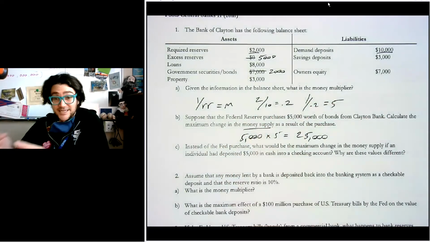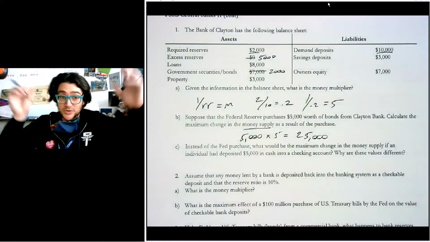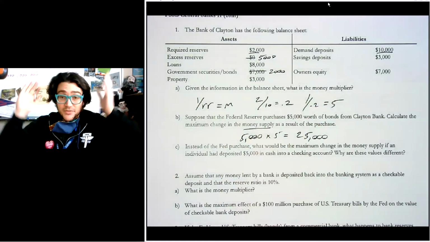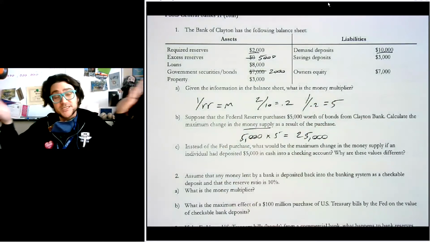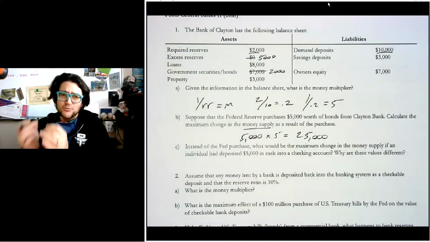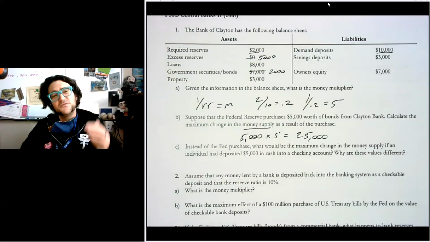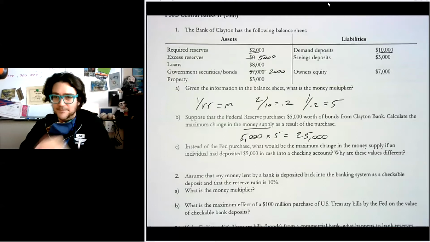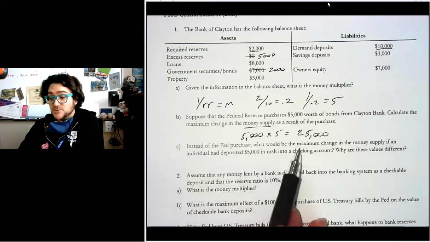If it wasn't, like in this case, it's not. It's just brand new. It just gets invented. Then it's part of the money supply. It's changed the money supply. So just be very careful when you're reading these and ask yourself, was this already in the money supply or not?